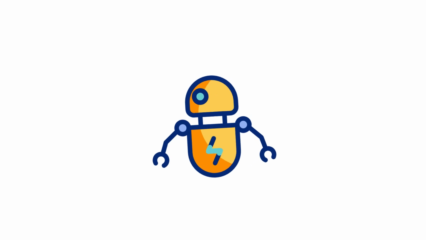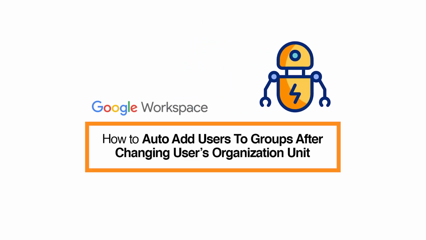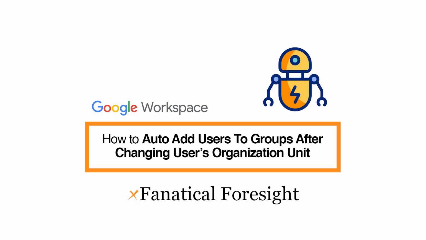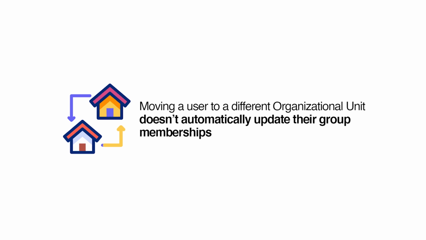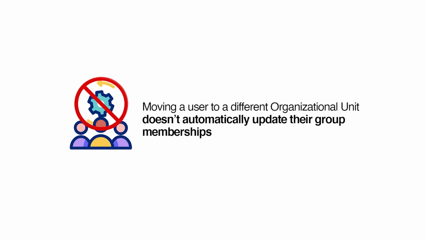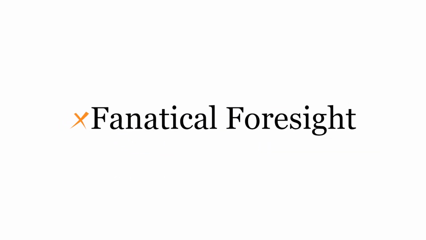Hi there, in this video, you will learn how to auto-add users to groups after changing users' organizational unit with X-Fanatical Foresight. In Google Workspace, moving a user to a different organizational unit doesn't automatically update their group memberships. Doing this manually is time-consuming, error-prone, and slows down productivity. That's where X-Fanatical Foresight comes in.